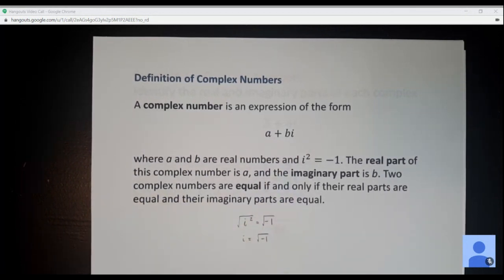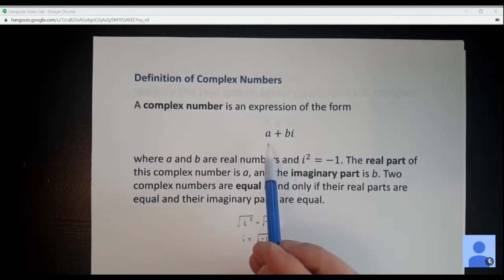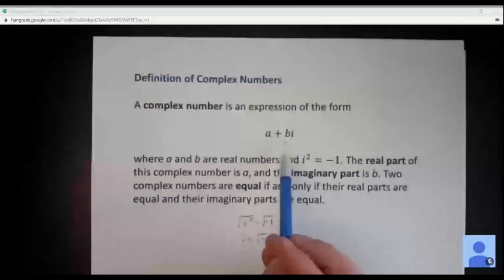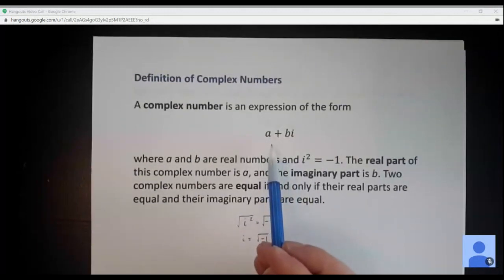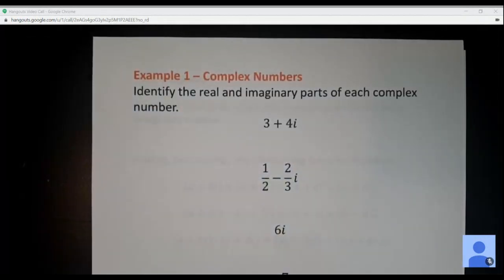Okay. And then the last part of this just says that two complex numbers are going to be equal if and only if the real parts are the same and the imaginary parts are the same, right? So it can't just be one or the other. Two complex numbers are equal if both of those pieces are exactly the same in those complex numbers. Okay? All right, so let's jump into some examples now and see what we can do with these.